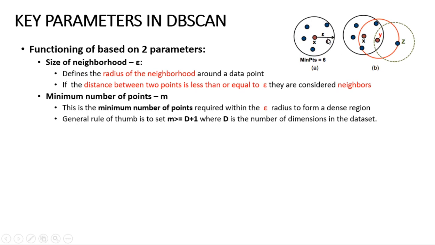So basically epsilon helps to define the size of the neighborhood. In simple words, it's nothing but the radius of your cluster, as you can see in the diagram, but basically it helps us to define the size of the neighborhood.